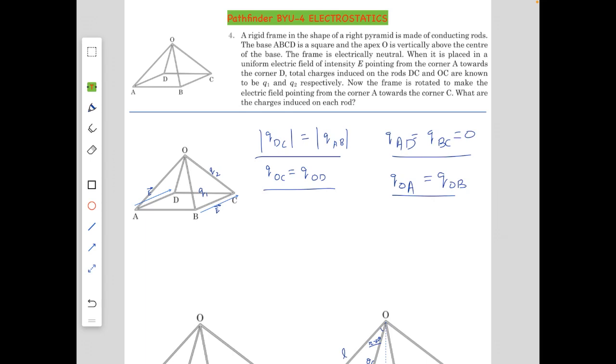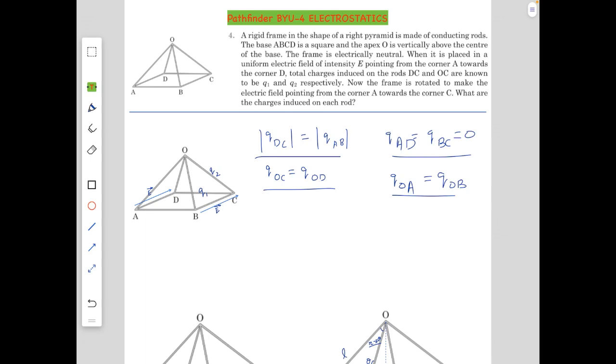The base ABCD is square and the apex O is vertically above the center of the base. The frame is electrically neutral when it is placed in a uniform electric field of intensity E pointing from the corner A towards the corner D. Total charges induced on the rods DC and OC are known to be Q1 and Q2 respectively. Now the frame is rotated to make the electric field point from the corner A towards corner C. What are the charges induced on each rod?